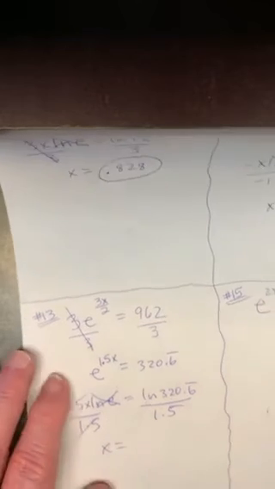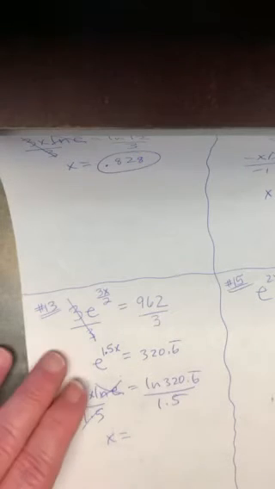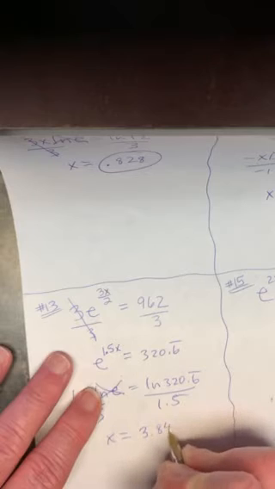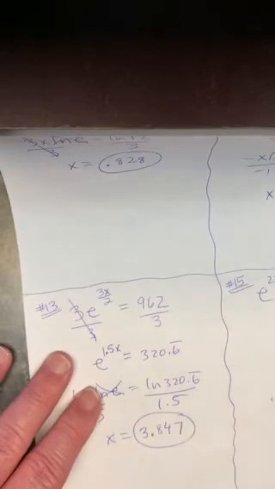So on my calculator, I'm hitting ln 320.66666. Just type a bunch of 6s, hit enter, then push divided by 1.5 and get, looks to me like it's 3.847, if you looked at your calculator and rounded to the nearest 3 places.